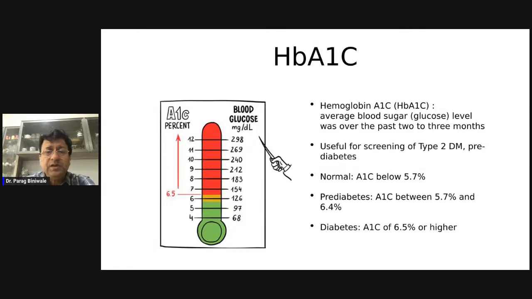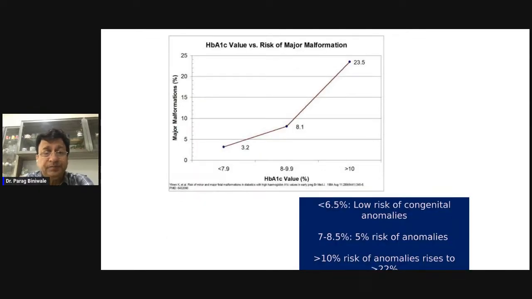What is the role of HbA1c? Now, HbA1c, all of us know, will tell us the average blood glucose level in the past 2 or 3 months. Normally we expect the value to be less than 5.7, and when it is less than 5.7, we are really assured that the woman is not suffering from type 2 diabetes mellitus or pre-diabetes. If the value is 6.5 or higher, we would certainly label her to be diabetic.